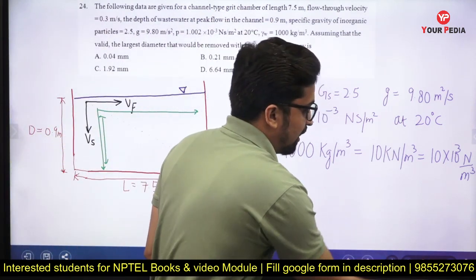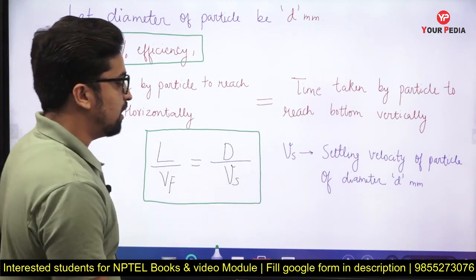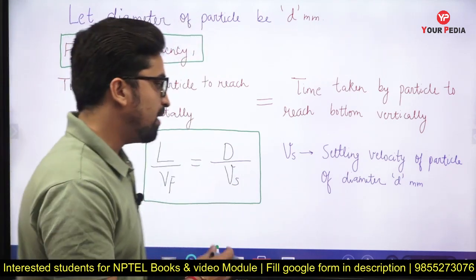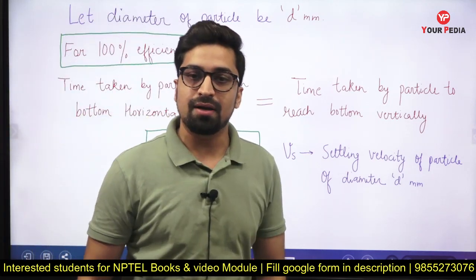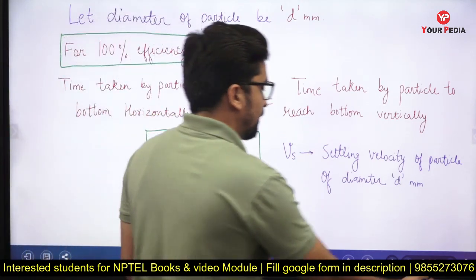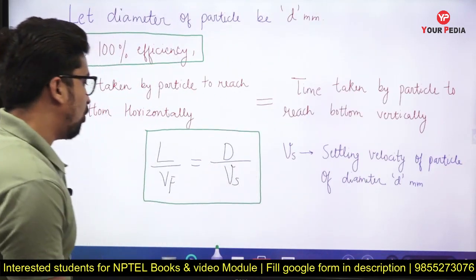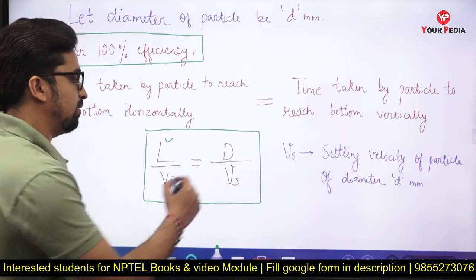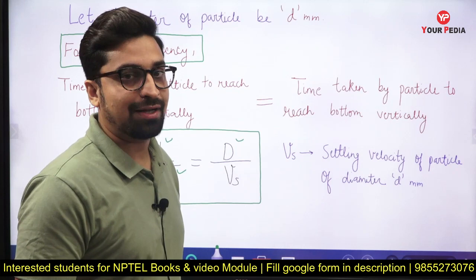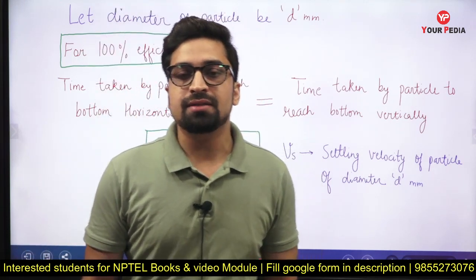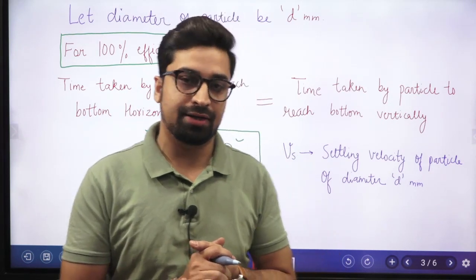So we can easily relate from this that L upon Vf should be equal to d upon Vs, right? Time should be equal, where Vs is the settling velocity of a particle of diameter d mm. Now in this relation we already know the value of length, the value of depth, as well as the value of flow in the horizontal direction. All we need to calculate is the settling velocity of the particle in the downward direction.